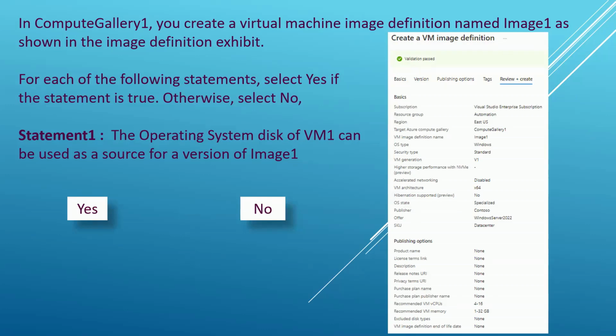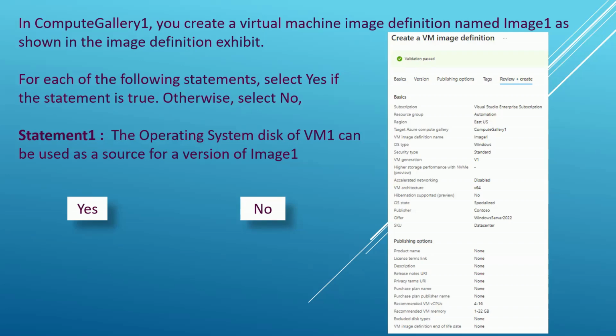The VM image definition region is East US. Again, the target Azure Compute Gallery is Compute Gallery 1. Definition name is image 1. OS type is Windows. Security type is standard. And you can see VM generation is mentioned as V1, which is first generation. This is one of the critical factors that you will have to take into consideration while answering the questions going forward. The VM architecture is x64, which is 64-bit. Publisher is Contoso, offer is Windows Server 2022, and SKU is Data Center.